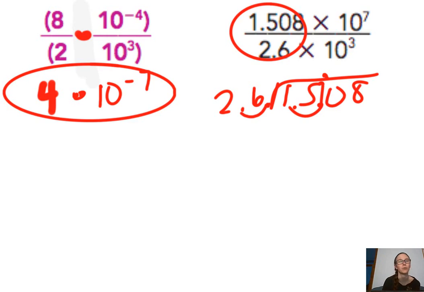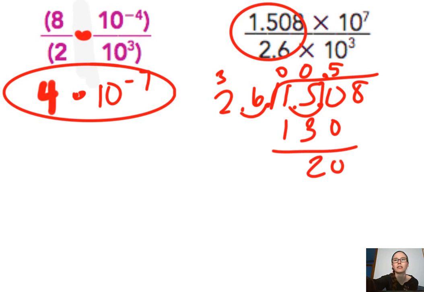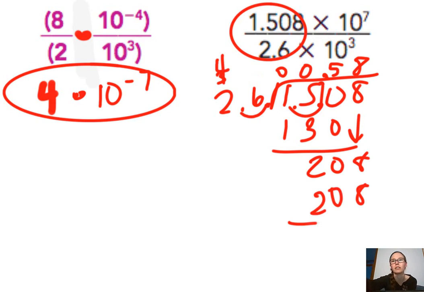So 26 goes into 1, 0 times. 26 goes into 15, 0 times. 26 goes into 250 at least 5 times. Let's try that. 10, 13. Alright, so that works. Bring down the 8. 26 goes into 208, I believe, 8 times. 6 times 8 is 48. 8 times 2 is 16, plus 4 is 20. Perfect.